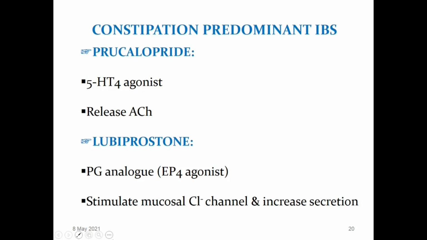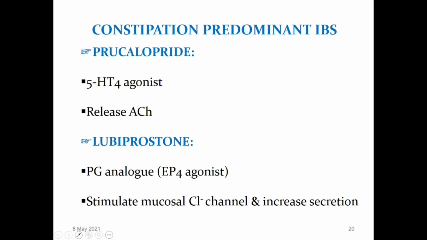And also there is another category in the form of both alternating episodes of constipation and diarrhea. Now, in case of constipation predominant IBS, a few drugs are used. One is prucalopride, which is a 5-HT4 agonist. Also, this is known as a prokinetic drug. Prokinetic drugs you have read about during the anti-emetic drugs.